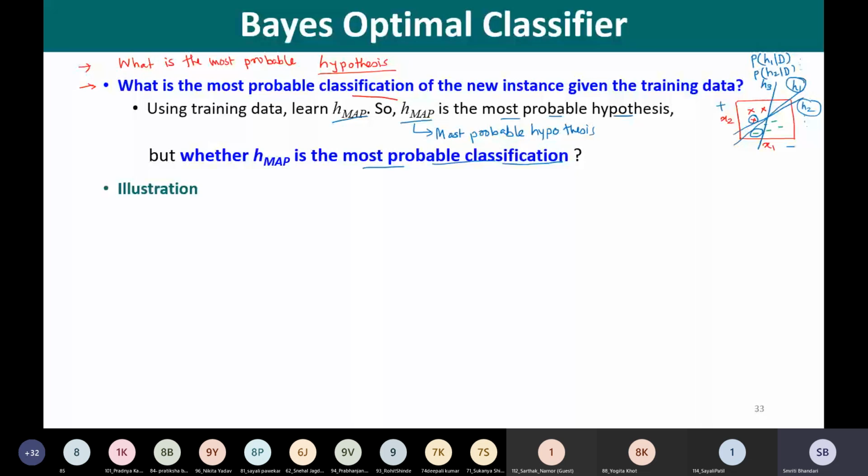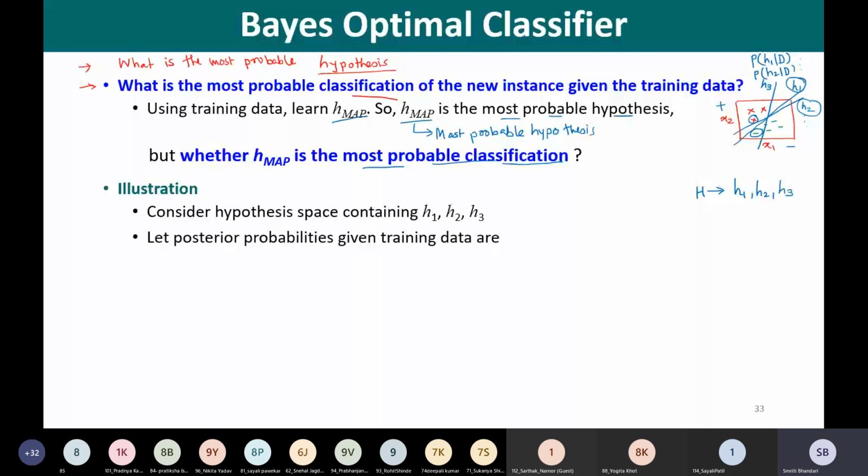Now let us assume that we have computed these values for H map. So the posterior probabilities given the training data have already been computed. So we have probabilities with us. The probability of hypothesis H1 given data D is 0.4. The probability of H2 given D is 0.3. And the probability of H3 given D is also 0.3. So this is the data that we have.